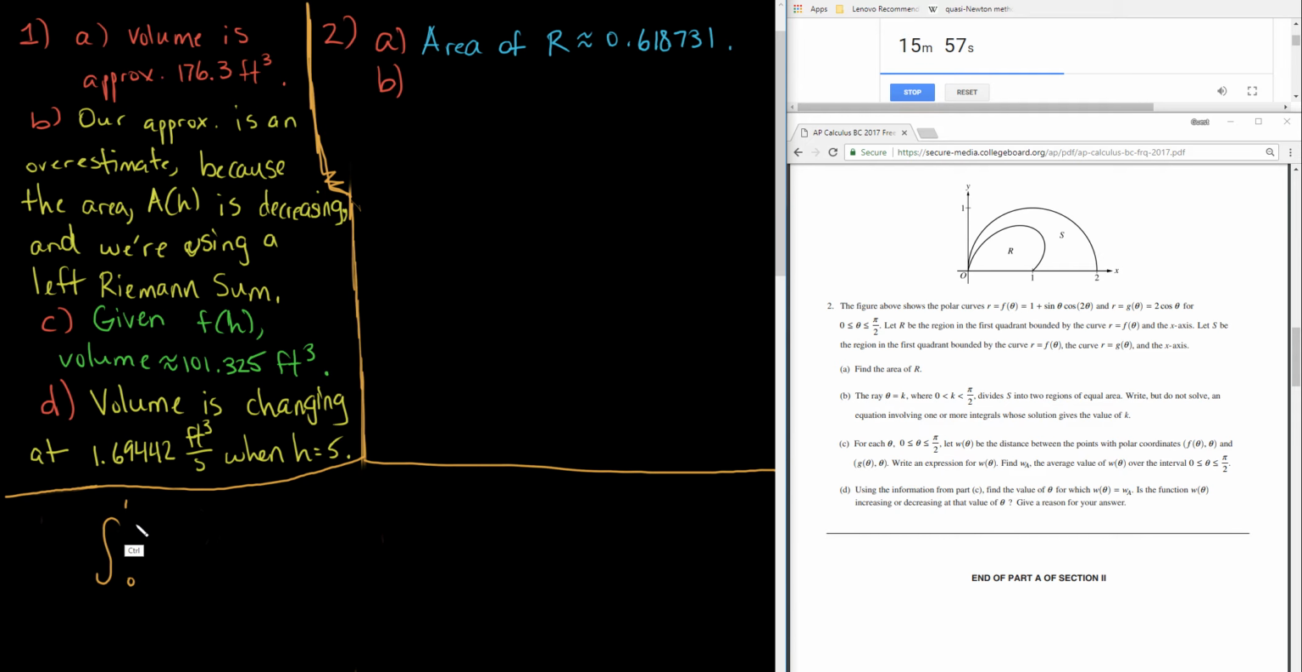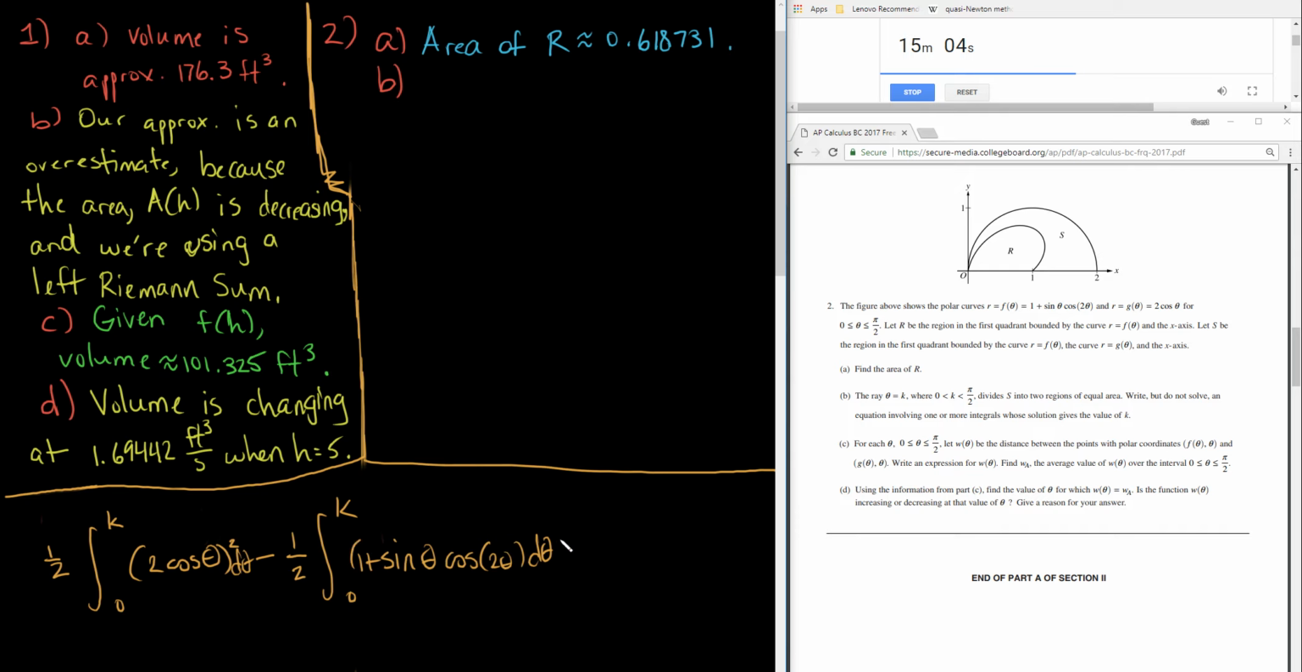So actually, what we're trying to say is the integral from 0 to k, and now we got to find the area of S. So the area of S is going to be, well, g of theta is always greater than f of theta, so we're going to be saying 1/2 times g of theta squared, which is 2 cosine of theta squared. But then we also have to subtract the area of R, so the area from 0 to k of 1 plus the sine of theta times the cosine of 2 theta squared d theta.